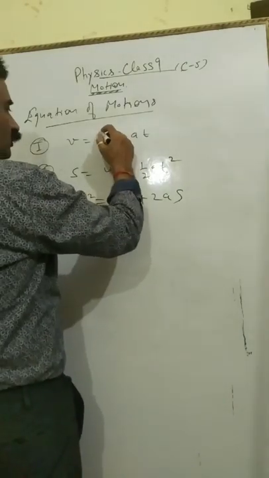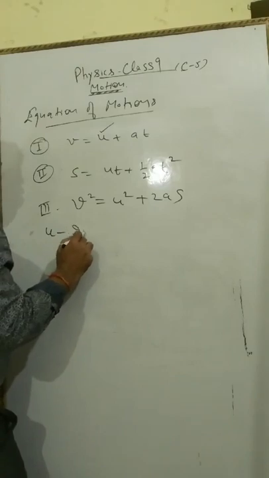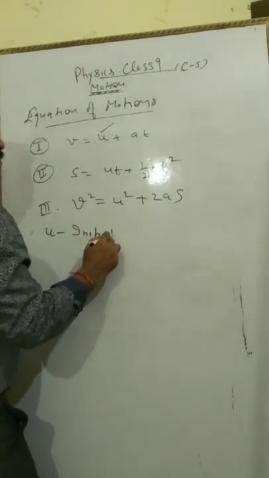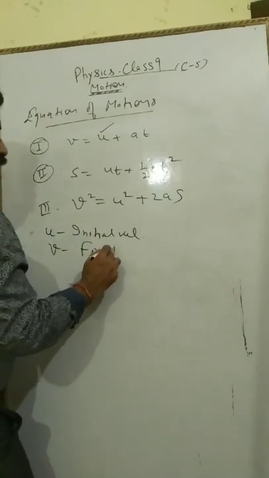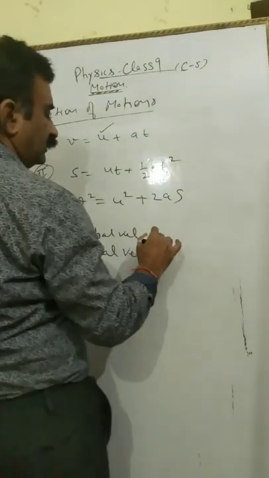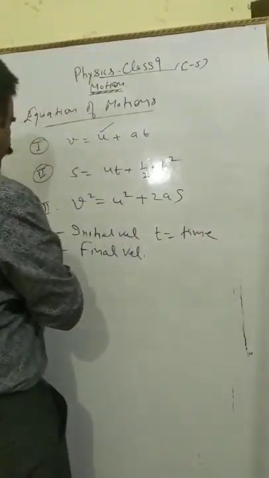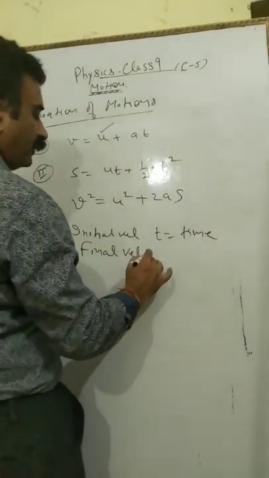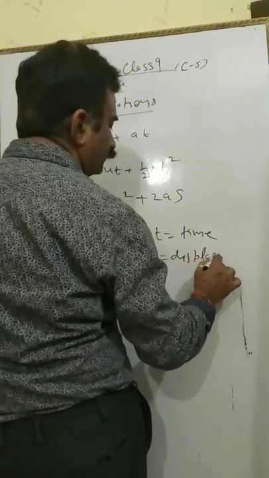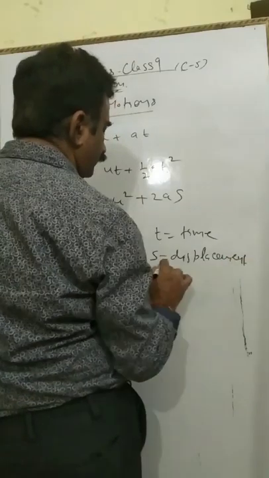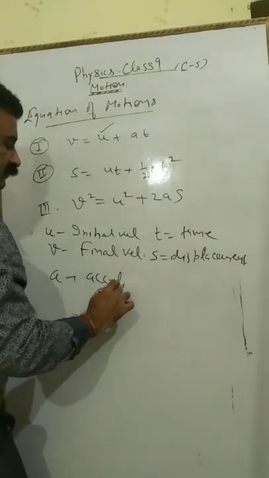Here U represents the initial velocity. V is for the final velocity. T is the time duration in which velocity becomes U to V, and S is the displacement of the object after time t, and A is the acceleration.